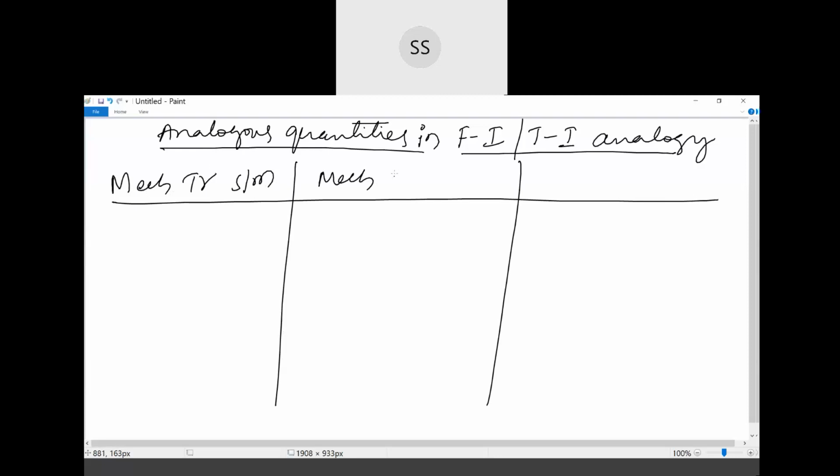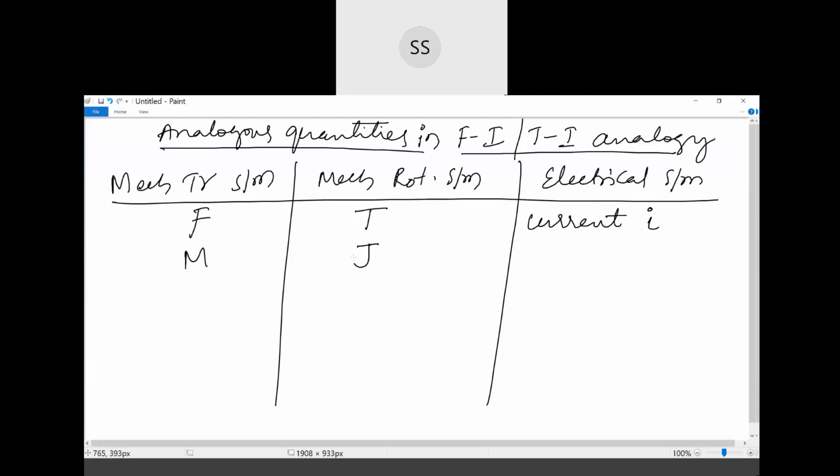So here again it is the mechanical rotational system, and then last we have the electrical system. So again I am writing the force F is analogous to torque T. Now, as it is an electrical system, an LCR parallel circuit, it is analogous to current I, because the current source I is the input here. Next, what we have is mass and J in mechanical systems, but now it is capacitance C.